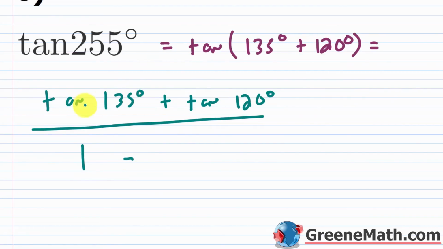So you're going to multiply the tangent of the 135 degrees times the tangent of 120 degrees. So just something you have to write down a few times. So let's say this equals, and before we can continue, I need to find the tangent of 120 degrees and the tangent of 135 degrees.